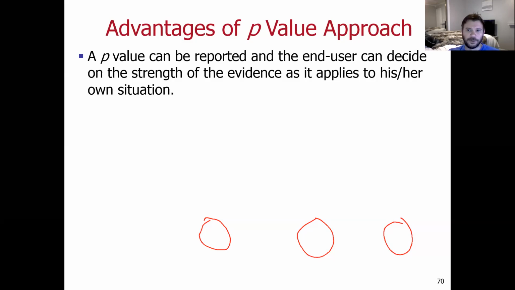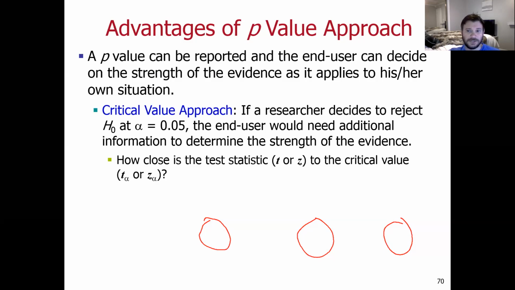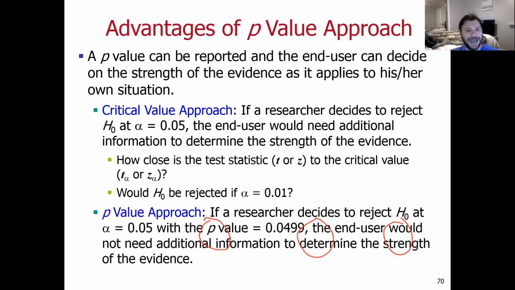So again, the critical value approach, right? If the researcher decides to reject the null hypothesis at a 5% level, well, if we change that significance level, we would have to run the whole test over again to check, because we know the critical value thresholds change if we were to change the level of significance. And again, we have to ask ourselves, how close is that test statistic to that critical value? Will we still be able to reject it if it was a 1% level of significance? And again, we would need to run the test again. However, if we were just given the p-value, it doesn't matter if the significance level was 5% or 1%. We could immediately compare that p-value to both.